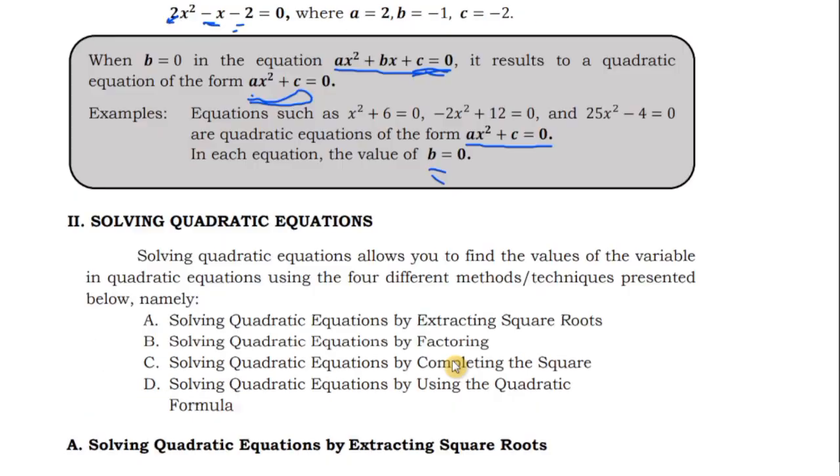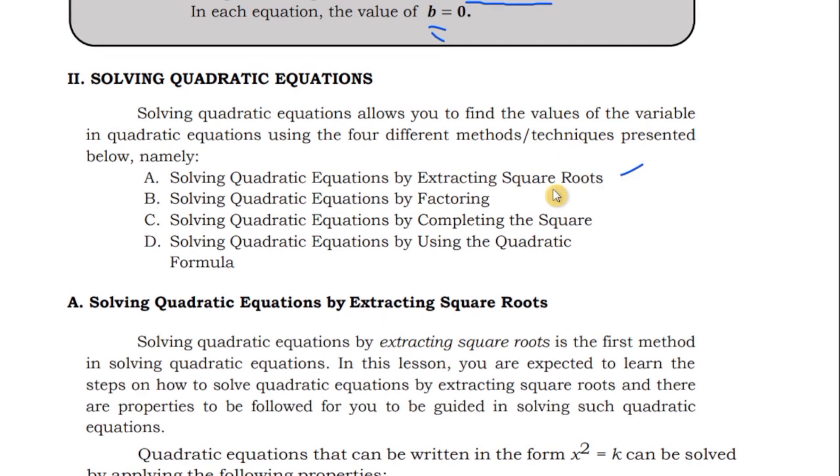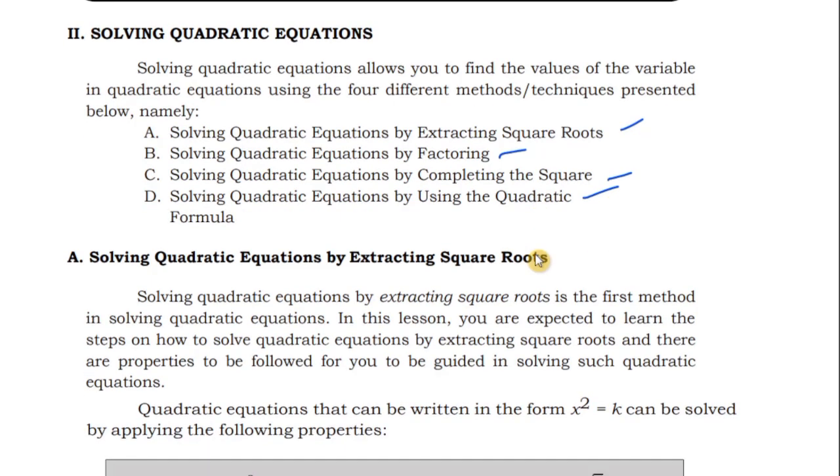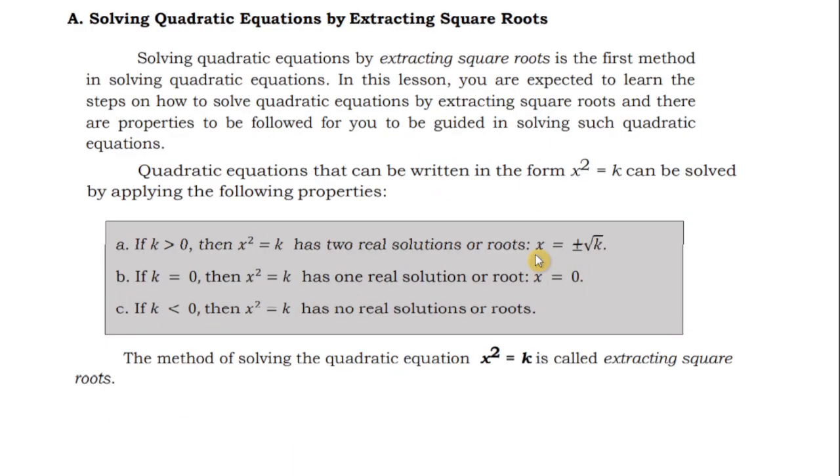So that is the given quadratic equation, which we can solve through extracting square roots, factoring, completing the square, or using the quadratic formula. The first thing we should understand is how to deal with extracting square roots. We begin with the concept of ax squared plus c equals 0, because the numerical coefficient of the linear term, b, is 0. Now there are three cases.